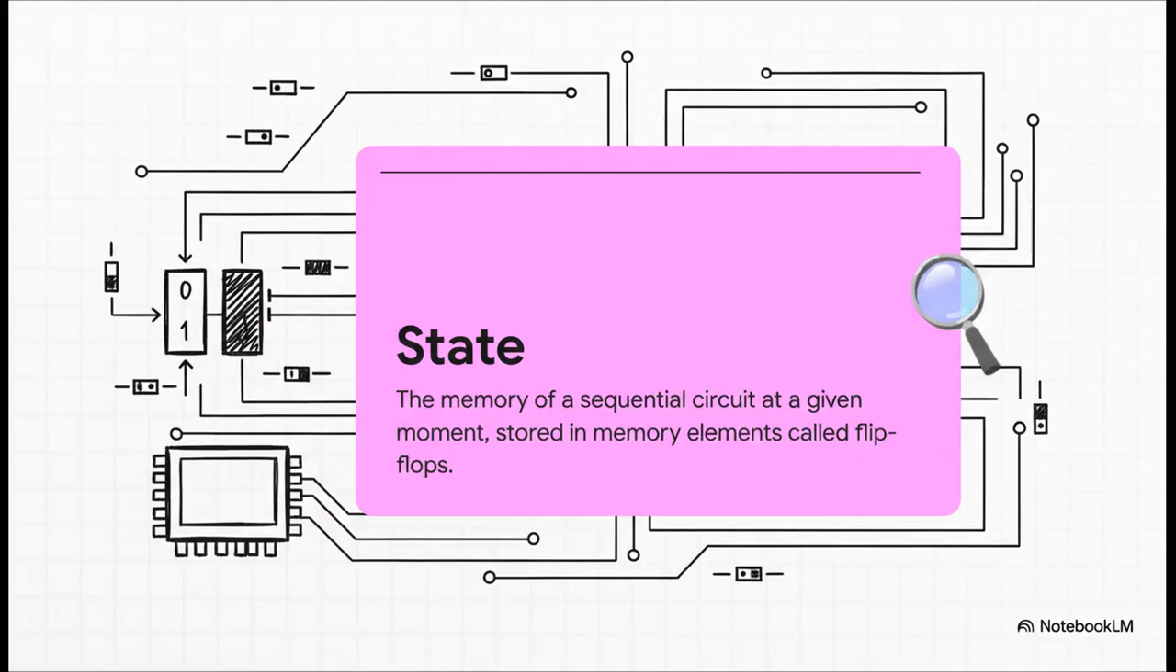So let's get a little more specific about what state actually is. It's basically a snapshot of the circuit's memory at any given instant. And that memory isn't just an abstract idea, it's physically stored in these tiny little hardware components called flip-flops. Just think of a flip-flop as a simple switch that can be set to either a 0 or a 1, and it'll stay that way until it gets a new instruction, effectively storing one single bit of history.